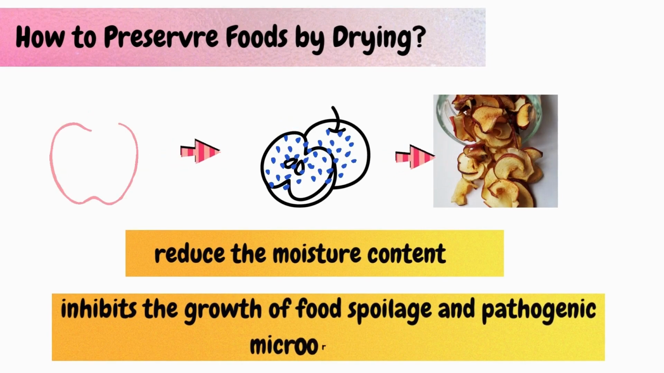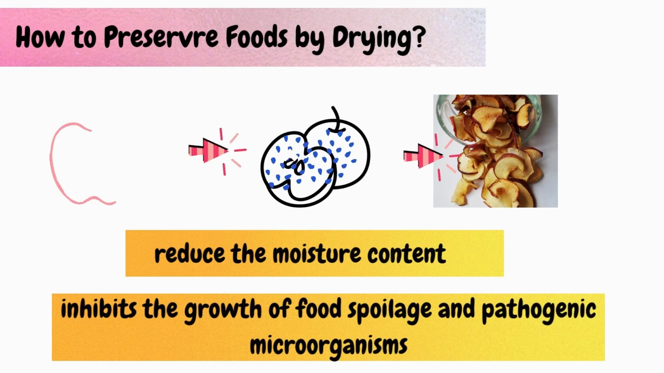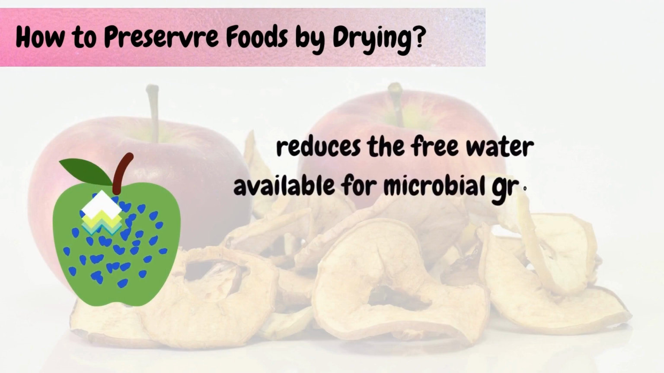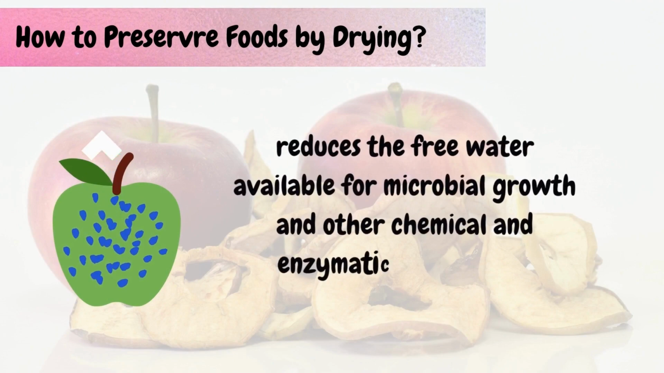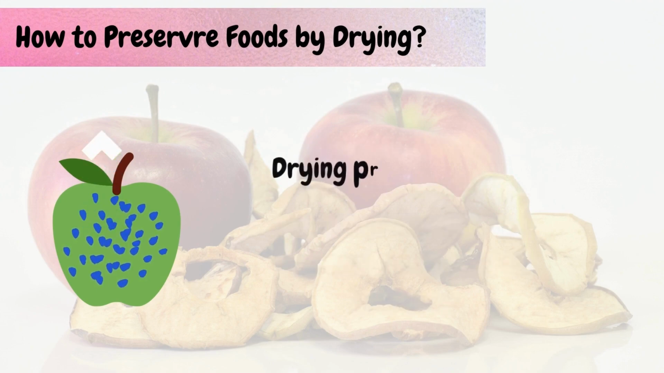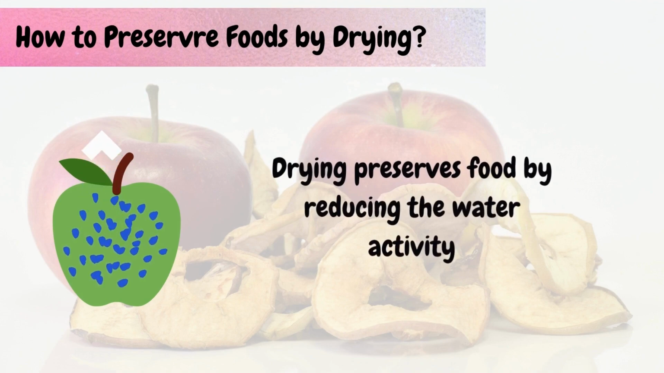In this method, what we are doing is, we reduce the moisture content of foods up to the desired level, which inhibits the growth of food spoilage and pathogenic microorganisms. That means drying reduces the free water available for microbial growth and other chemical and enzymatic degradation processes. So in drying, food preservation is achieved through the reduction of water activity of the food, to the level which prevents the food spoilage by pathogenic and spoilage microorganisms.